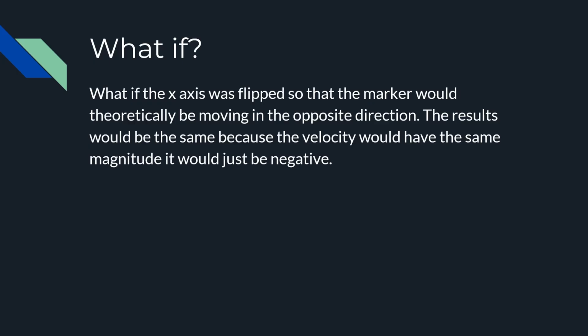The what-if question is what would happen if the x-axis in Tracker was flipped, meaning that the positive x direction and negative x were swapped. If I flip the axis, the marker would appear to move in the opposite direction, so the position values would become negative instead of positive. The velocity would also change sign, but it would have the same magnitude. This is because the speed would stay the same no matter which direction it is moving in. So the overall physics of this does not change. It would still be constant velocity motion. The only difference is the direction in which the marker was rolling.